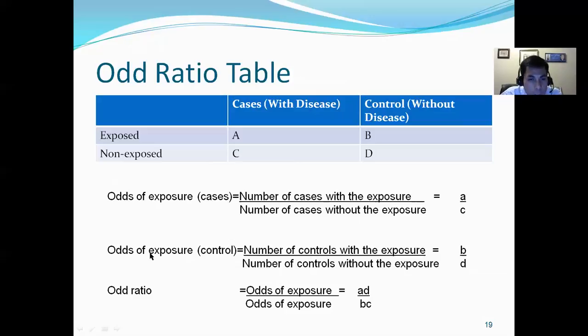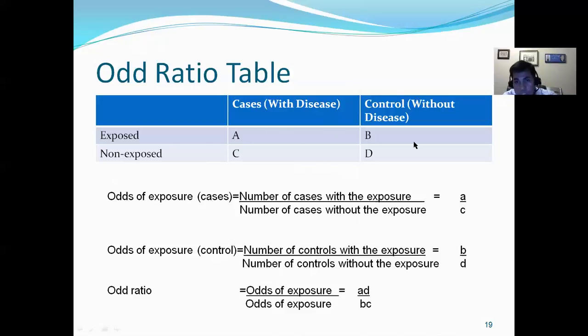What about the odds of exposure for the control? Well, it simply expresses the number of controls with exposure, which is your B, divided by the number of controls without the exposure, the non-exposed, that's your letter D. And then to get the ratio, which is basically the occurrence of the disease with the event and those without the event, you're going to have to do A times D, and B and C.